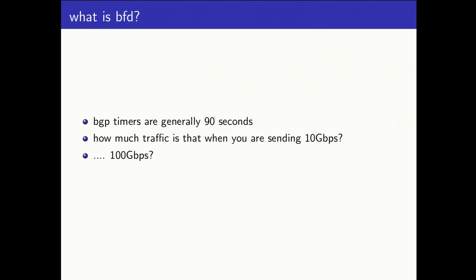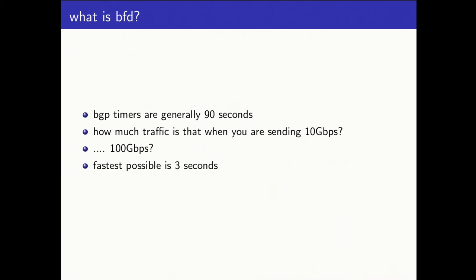And one problem is that in BGP, the fastest you can do is 3 seconds, because the lowest you can do is 1 second, and you have to lose 3 packets in order for it to detect the other side is down. And as a side note, the vast majority of the big iron hardware that has 100 gigabit connectors cannot do BGP hello packets every second, because their standard CPUs have less computing power than this cup of tea.